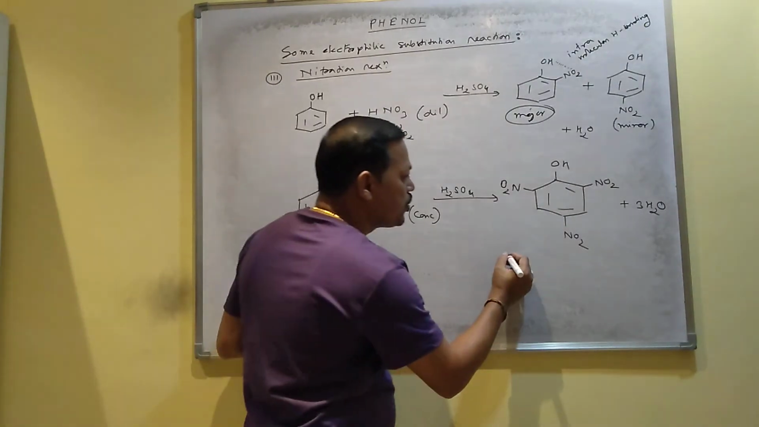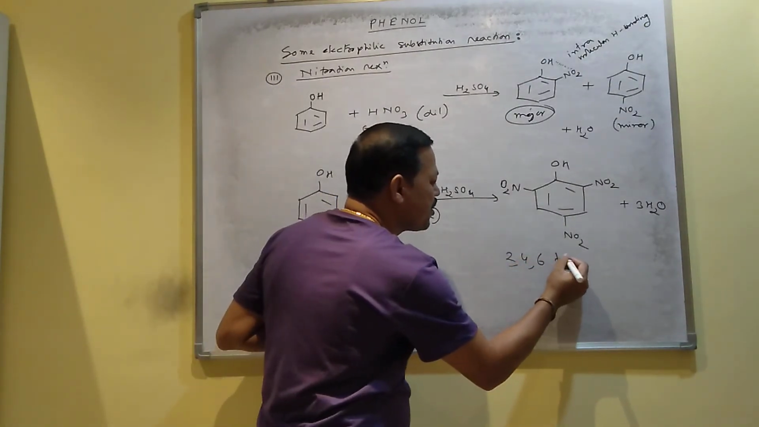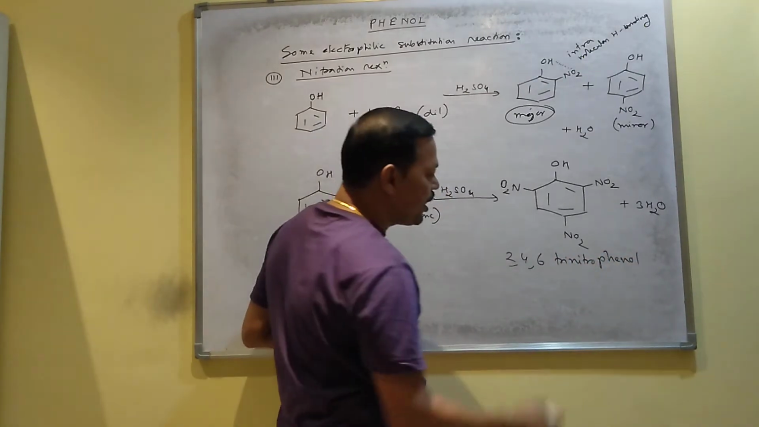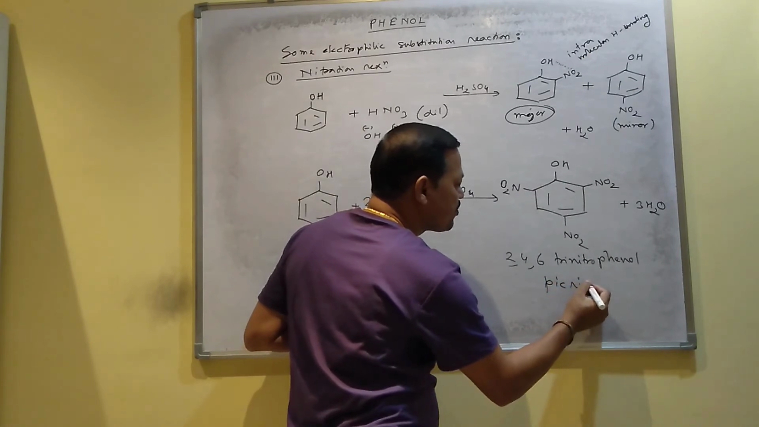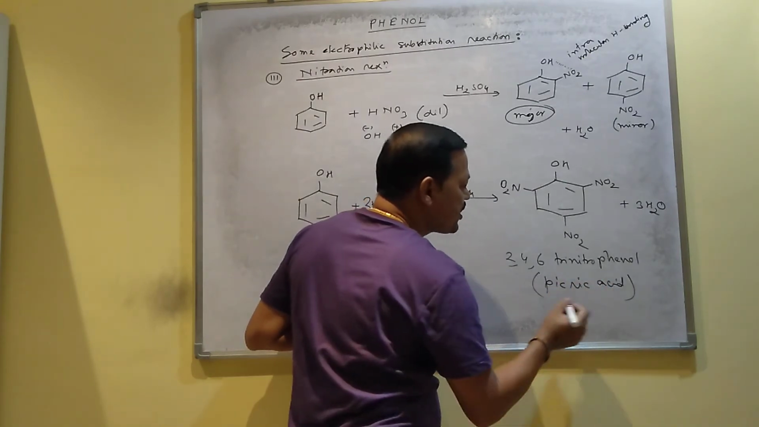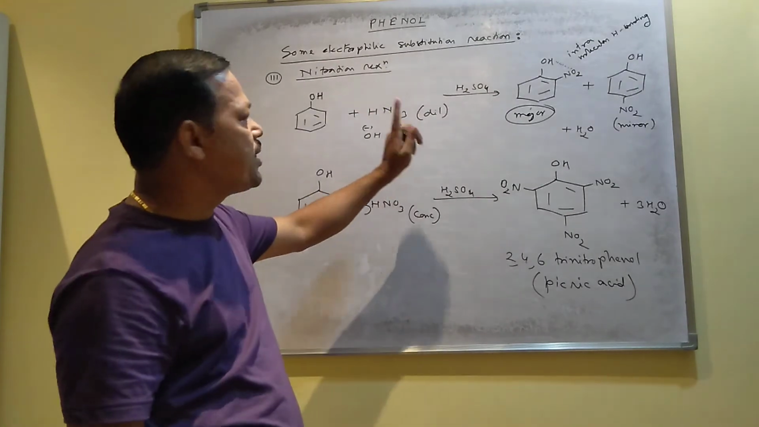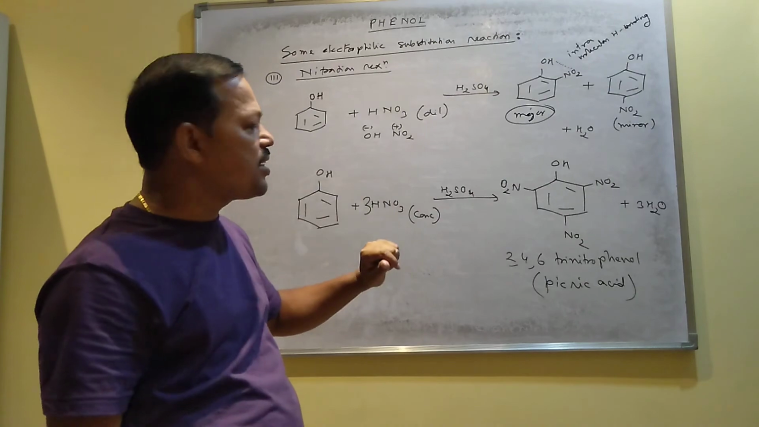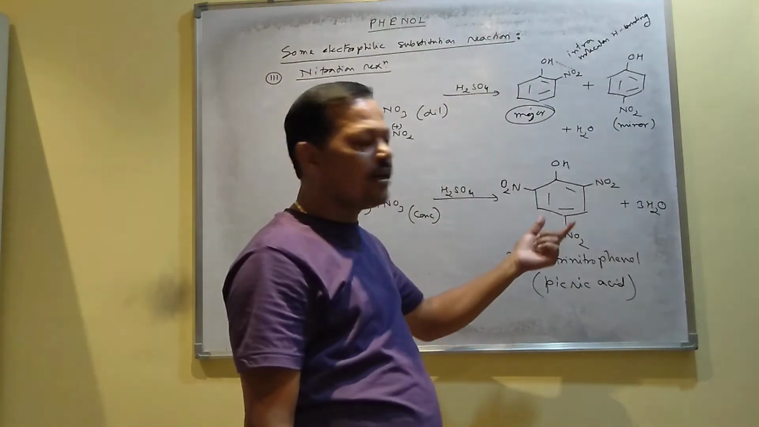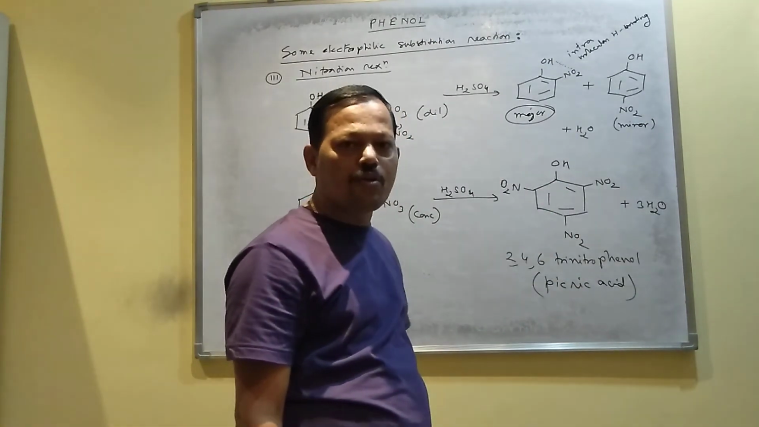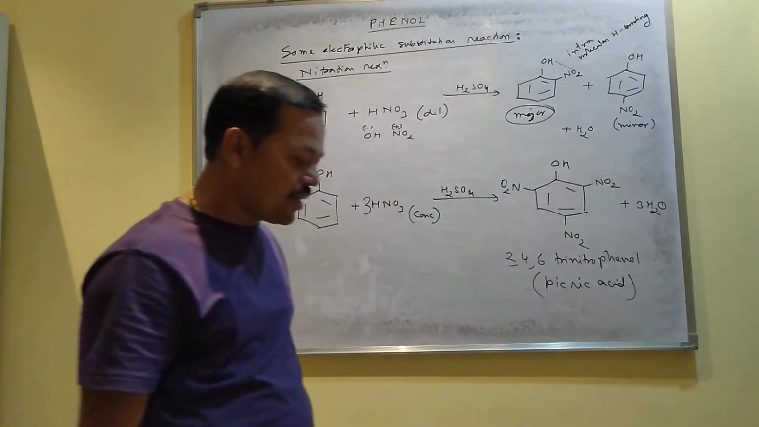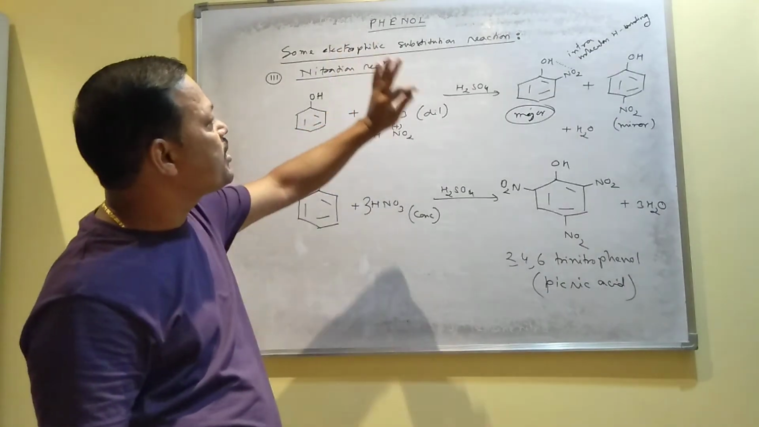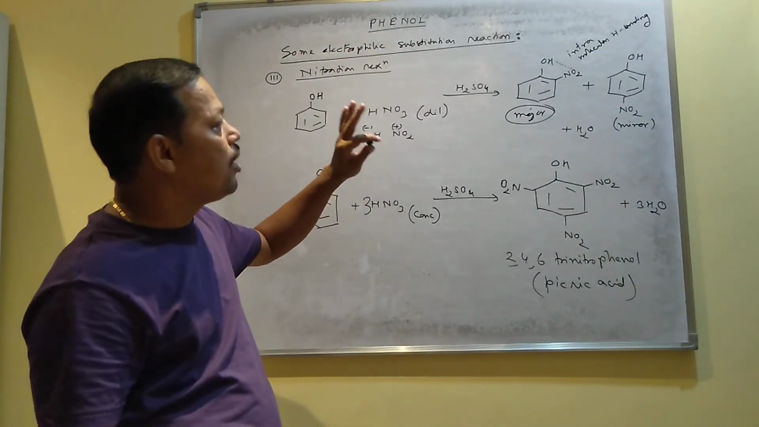This is called 2,4,6-trinitrophenol. It has also one common name which is called picric acid. Picric acid is the common name. So if you apply dilute acid, you will get ortho and para product. But if you apply concentrated nitric acid on nitration, then you will get 2,4,6-trinitrophenol, which is also called picric acid. So these are the common electrophilic substitution reactions of your phenol.